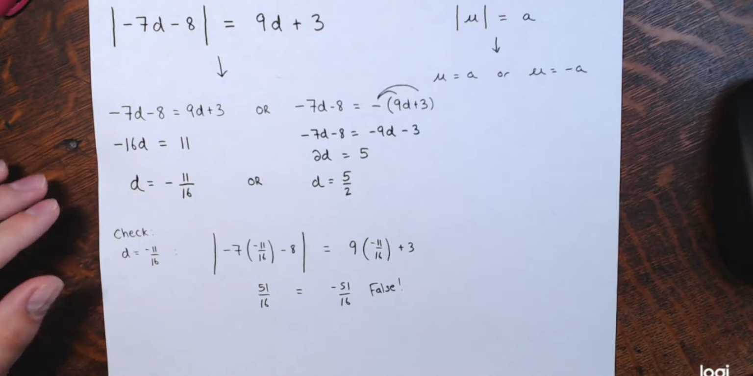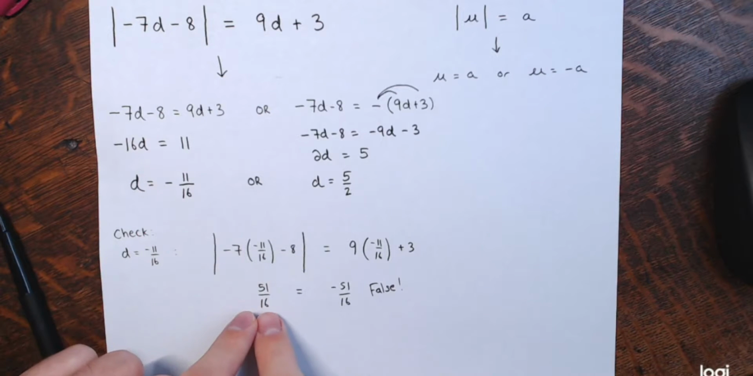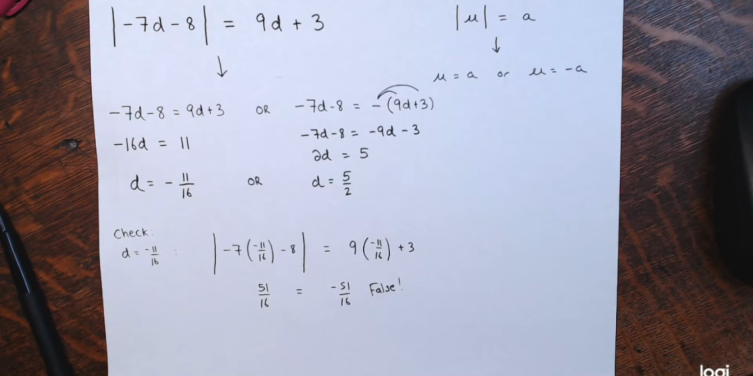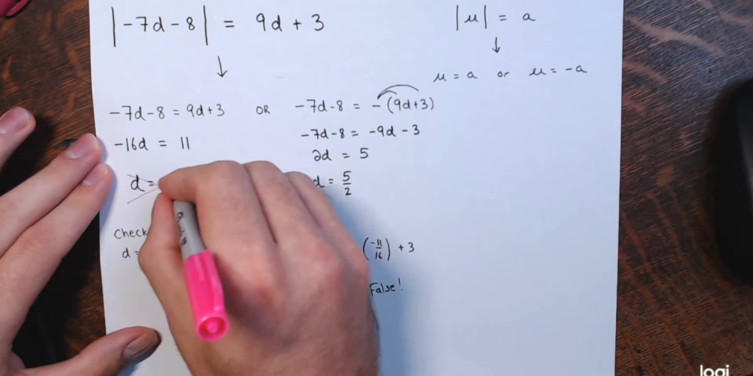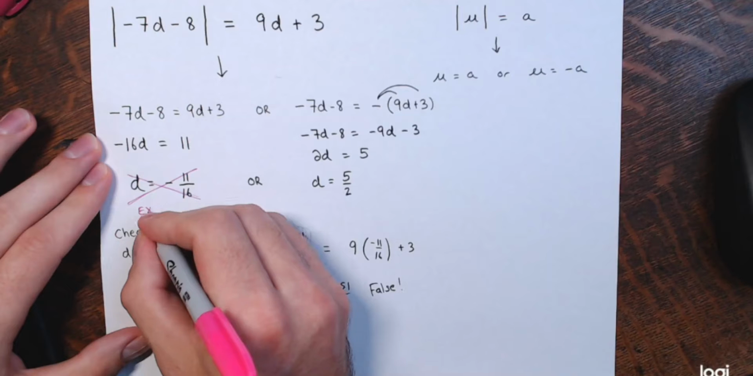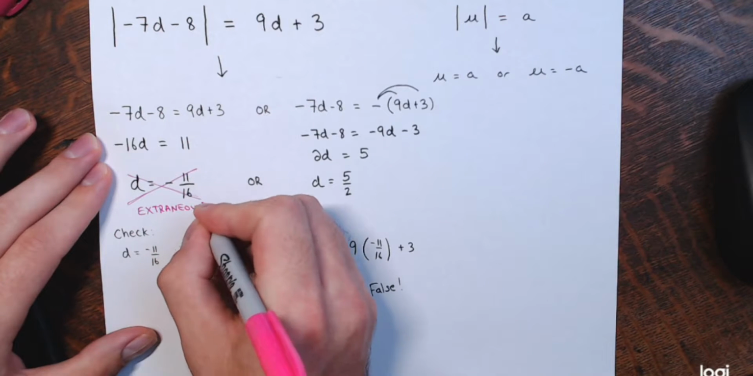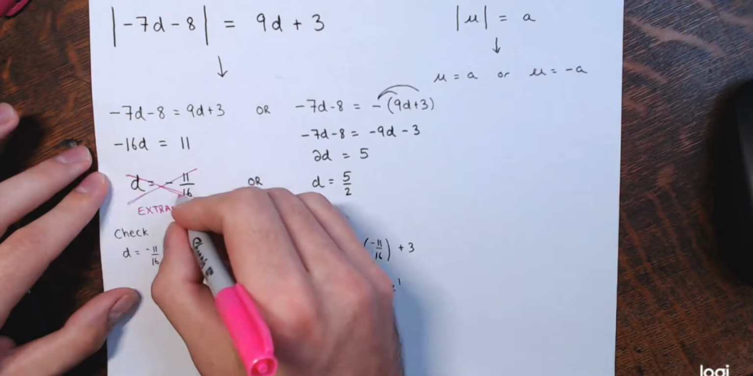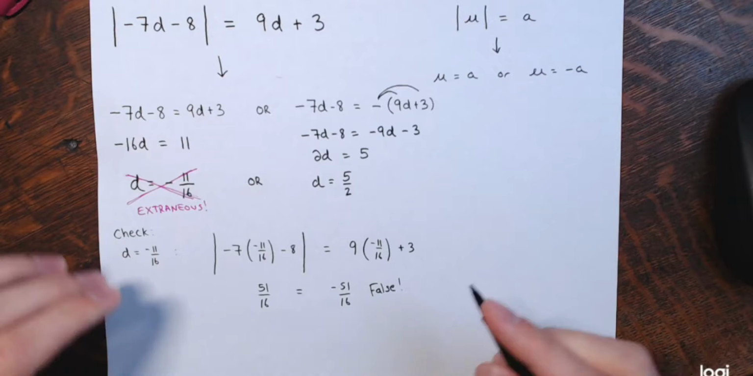All right, this is a false statement. Remember, absolute value is always positive or non-negative, right? So you can't have something positive be equal to something negative. So that means that negative 11/16, that's a bad solution. That's what they call an extraneous solution. You may see this word, but all it means is not needed. All right. So I'm crossing it out, not using it. Negative 11/16 is no good.